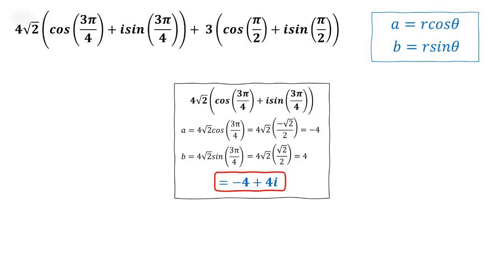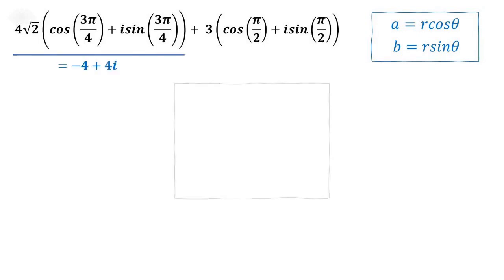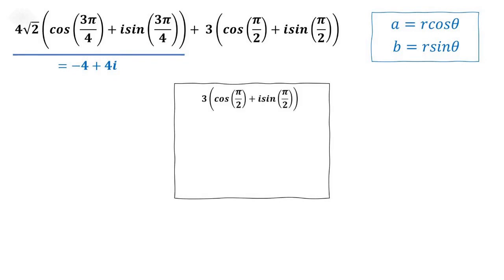We apply the same two formulas to 3 times cosine of pi over 2 plus i sine of pi over 2. This gives us that a equals 3 times cosine of pi over 2 and b equals 3 times sine of pi over 2. So for a, that equals 3 times 0, which gives us 0, and for b, that equals 3 times 1, which equals 3. So the rectangular form of this number is equal to 3i.